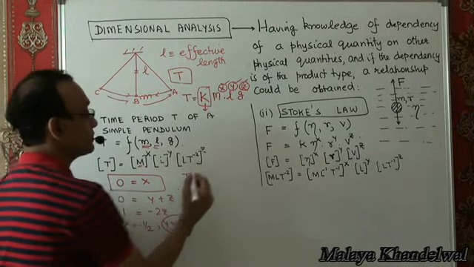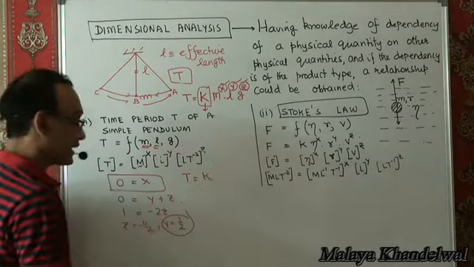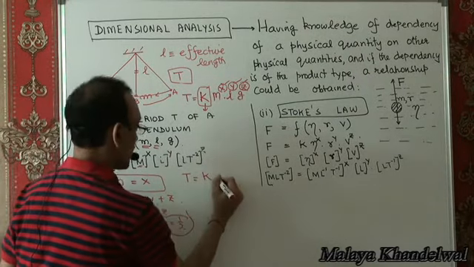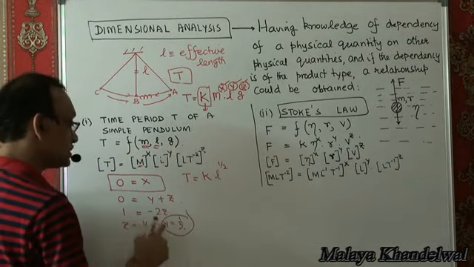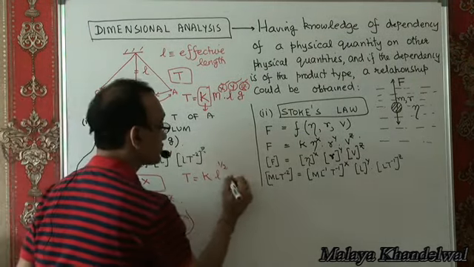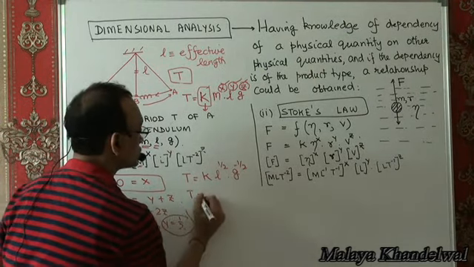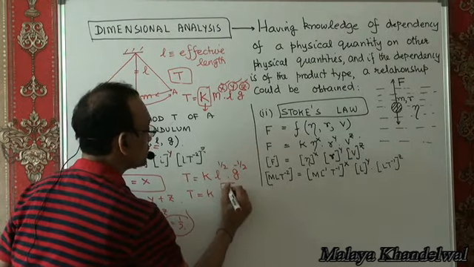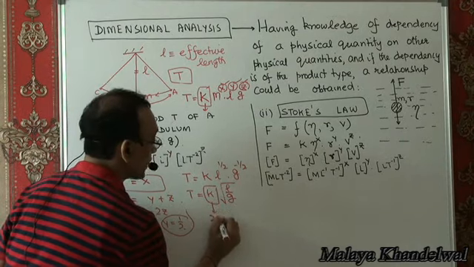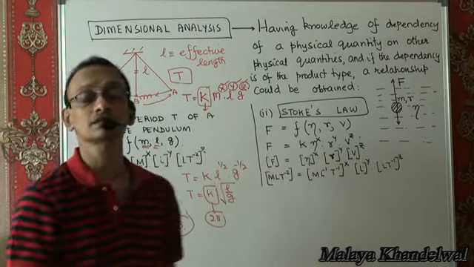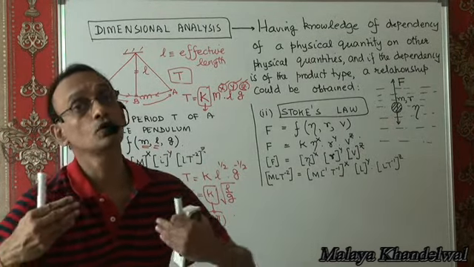Time period of a simple pendulum is k, m to the power x, which is 1, L to the power half, and g to the power minus half. Which is very clearly T equal to k root L by g. And from experiment, k can be found to be 2 pi, and therefore dimensional analysis comes a long way in helping us come closer to a result.